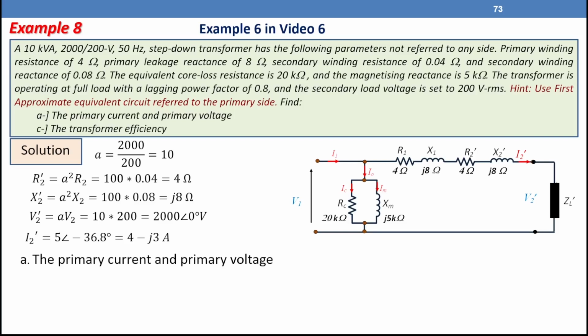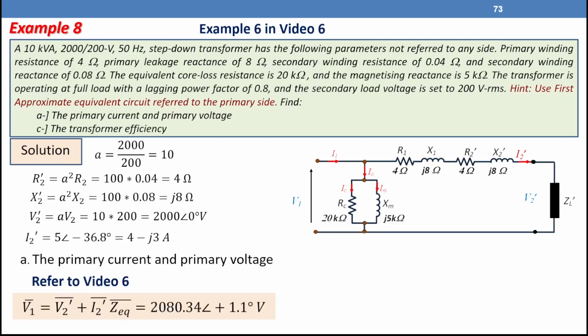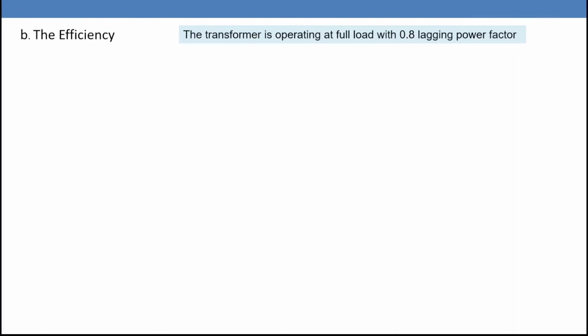So how to calculate the primary current and primary voltage? Again, please refer to video number 6. So V1, which is the primary voltage, equals 2080.34 angle 1.1 degree volt. And the current in the primary will be 5.344 angle minus 39.7 degree ampere. So we need to calculate the transformer efficiency. We are going to calculate the efficiency using two methods, but let me remind you that the transformer is operating at full load with 0.8 lagging power factor.